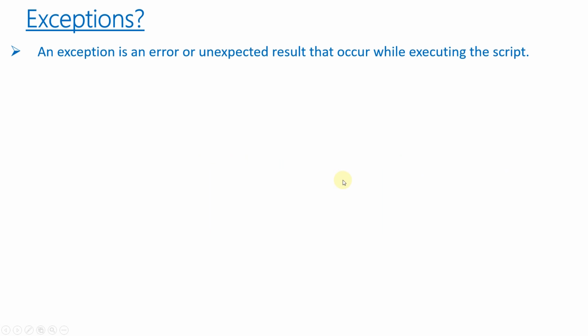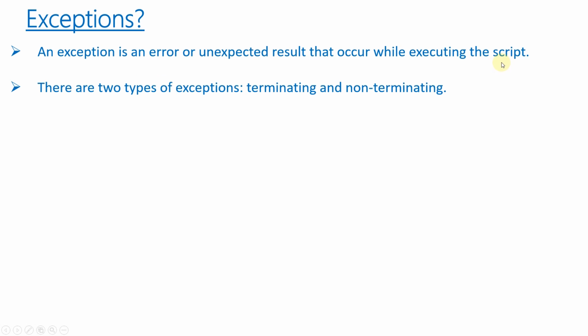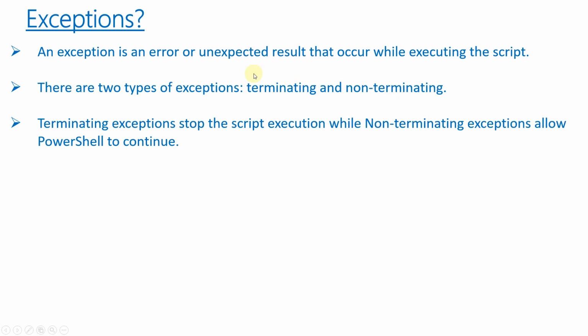Here, first of all, we will understand what an exception is. An exception is nothing but an error or any unexpected result which occurs while executing any PowerShell script. In PowerShell there are basically two types of exceptions. The first is the terminating exception and the second is the non-terminating exception. What is the difference between these two?